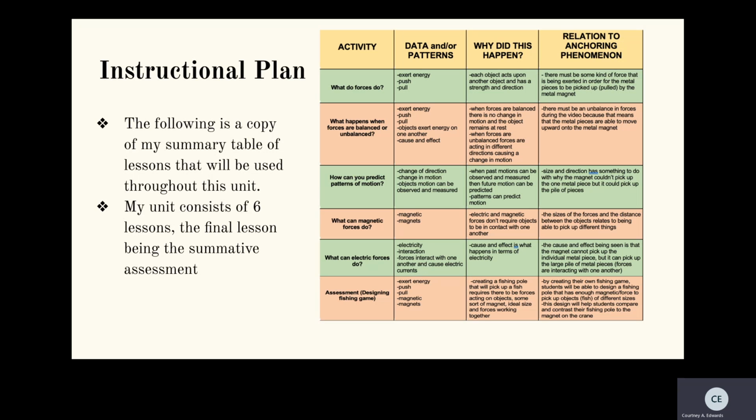In relation to the anchoring phenomenon, by creating their own fishing game, students will be able to design a fishing pole that has enough magnetic force to pick up objects, so some toy fish that I'm going to have of different sizes. This design will help students compare and contrast their fishing pole to the magnet on the crane.